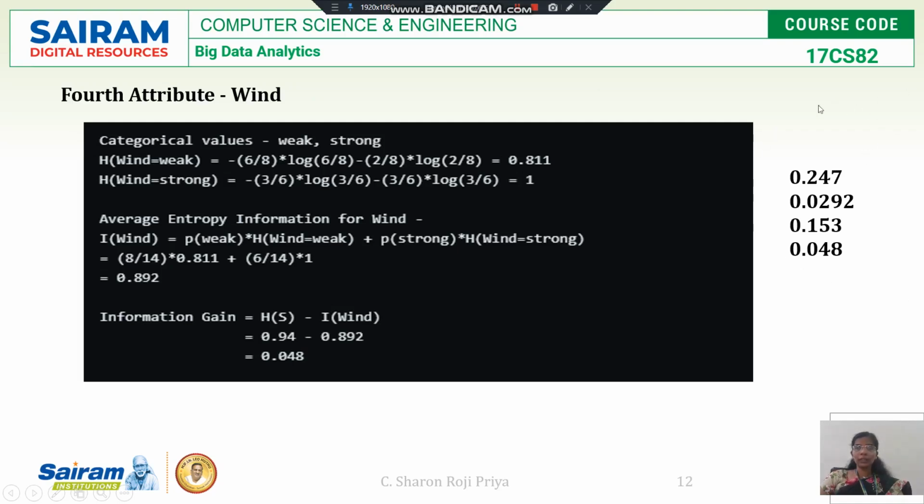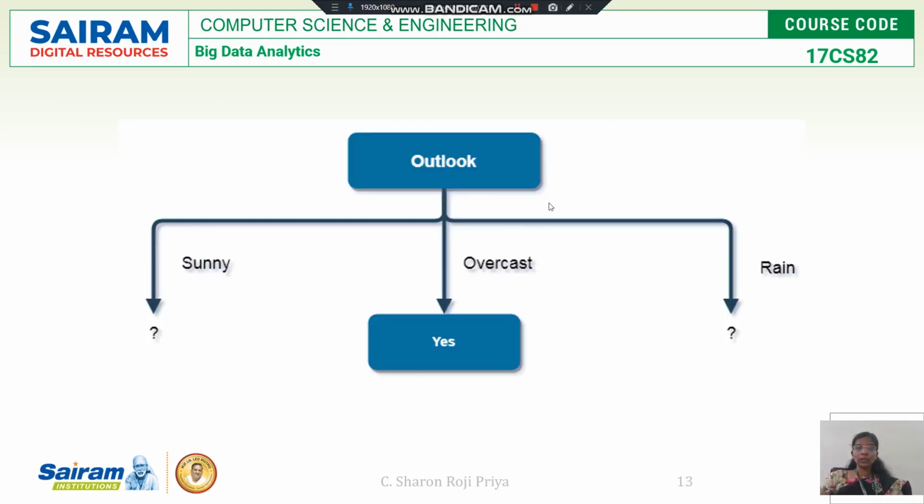Now here I have written the information gain for all the attributes. 0.247 for outlook, 0.0292 for temperature, 0.153 for humidity, and 0.048 for wind. Now see this, pick the highest information gain. Which is the highest information gain? 0.247. This 0.247 belongs to which attribute? The first one, outlook. Right? So outlook will be my root node. You can start your decision tree. Outlook is your root node.